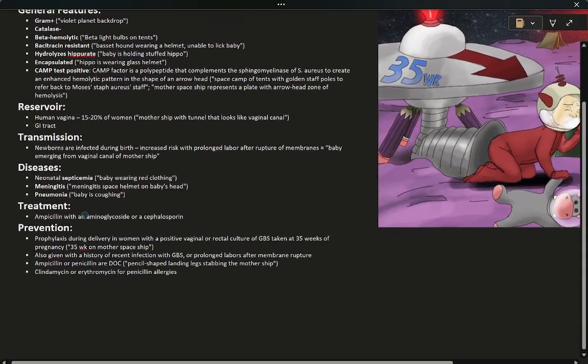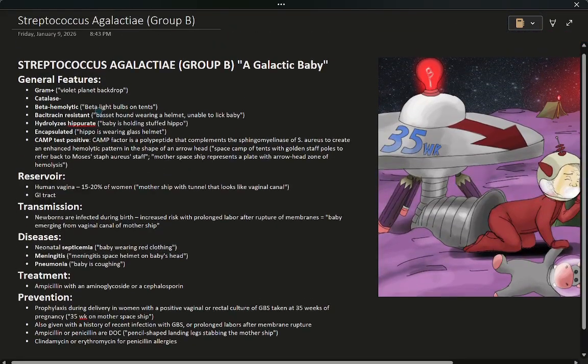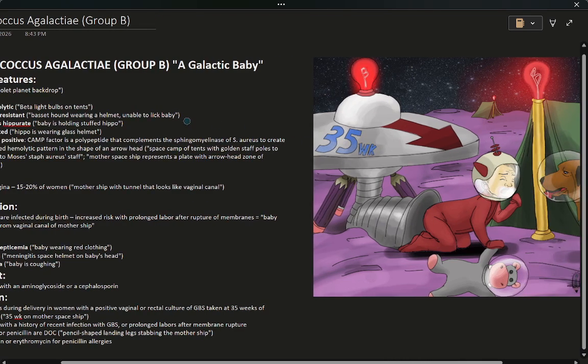So that's, I think, all you need to know about the Streptococcus agalactiae based on the image provided by Sketchy.